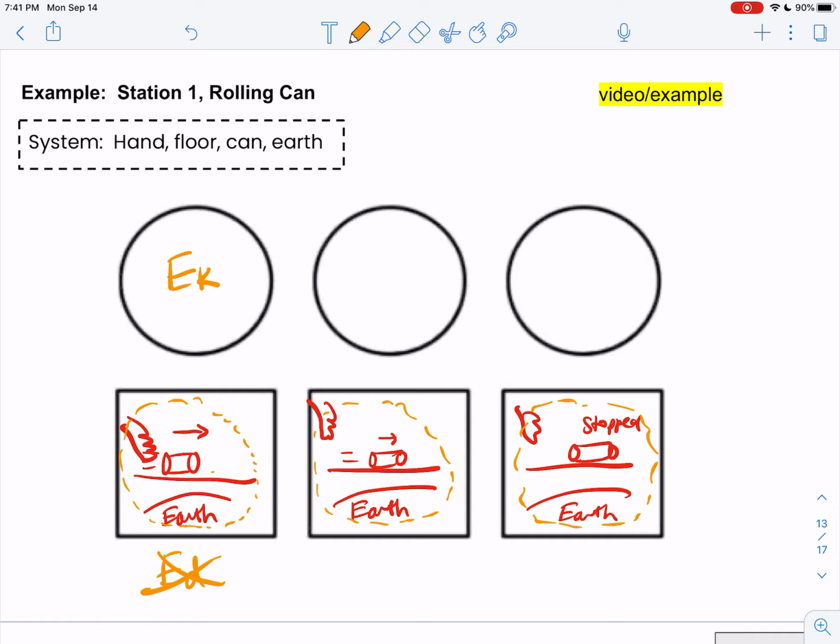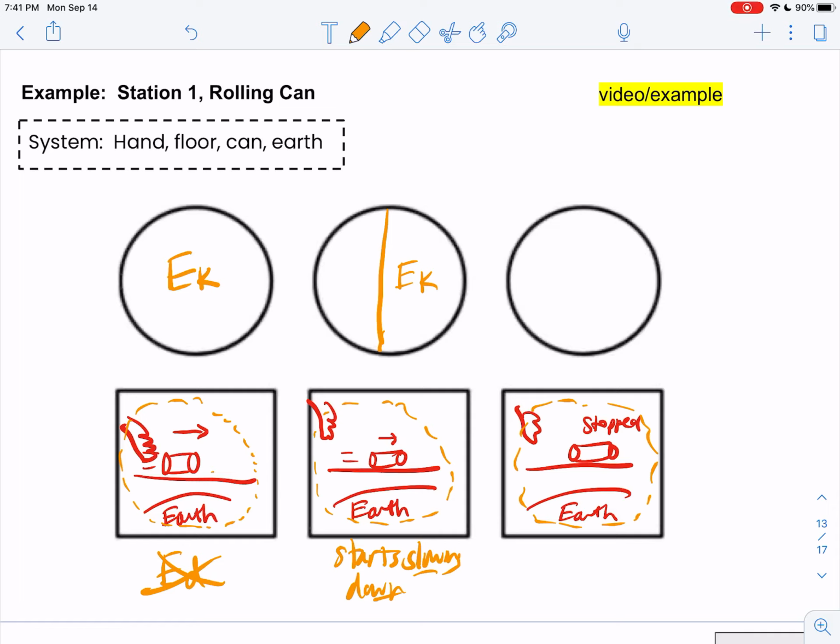There hasn't been any chance for that energy to dissipate through rubbing against the ground. I'm going to look at position 1, where the hand has just pushed it. It's already moving at that point. As the can starts rolling, it starts slowing down, so I know that means the kinetic energy is going to end up being less than it was before because it's slower.